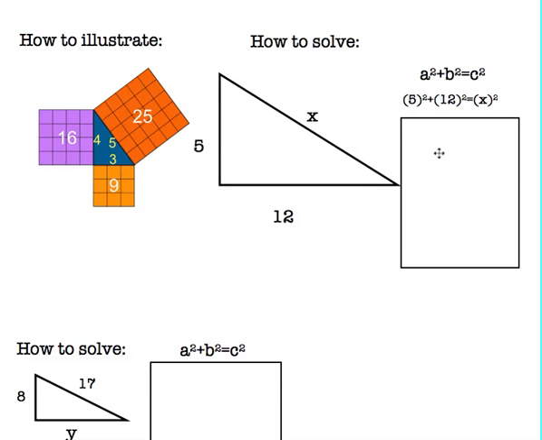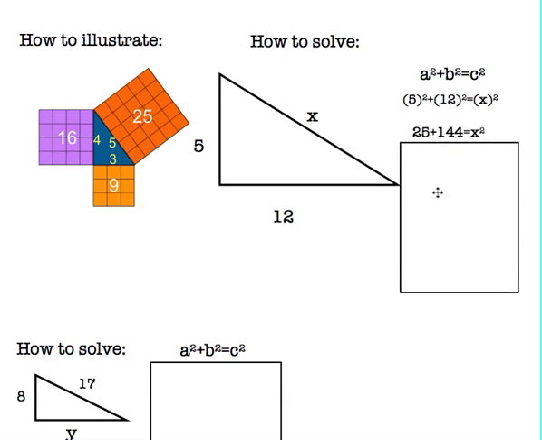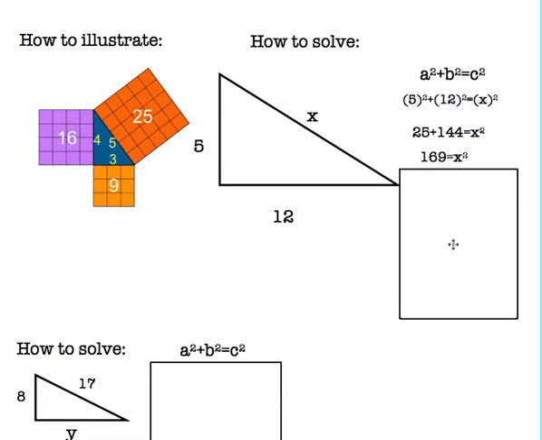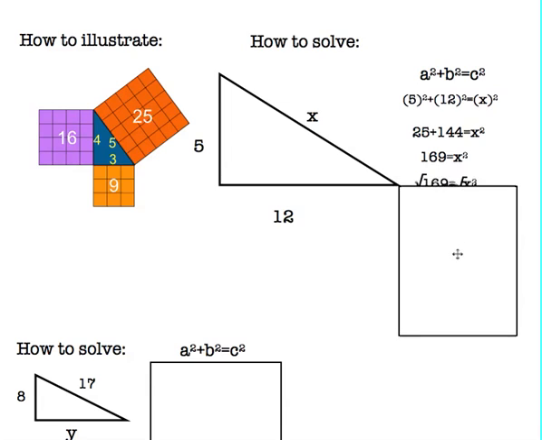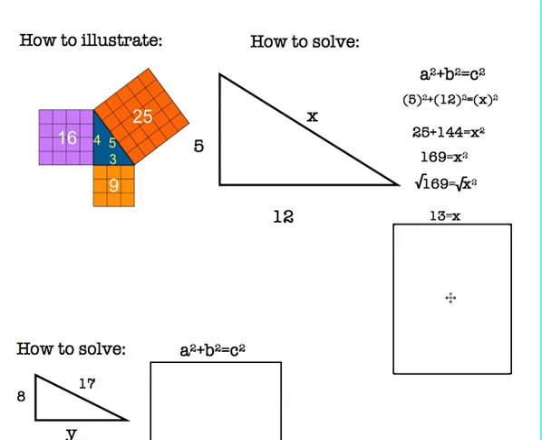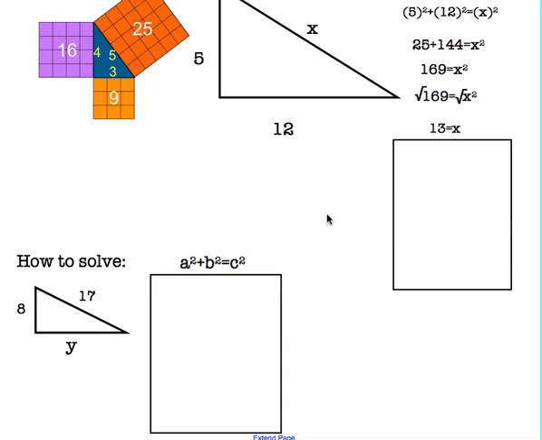Well, 5 squared is 25, and so in this next step we evaluate. 12 squared is 144, and x squared is x squared. Now we add 25 plus 144 since they're on the same side, and we get 169. Now since we do not want to know what the area is on this side of the triangle, we want to know the length of x, we need to take the square root of both sides. The square root of x squared is x, and the square root of 169 is 13. Therefore, the length of this hypotenuse is 13.